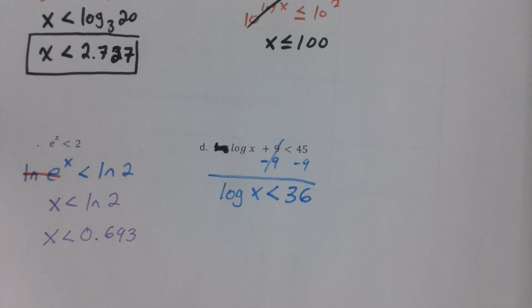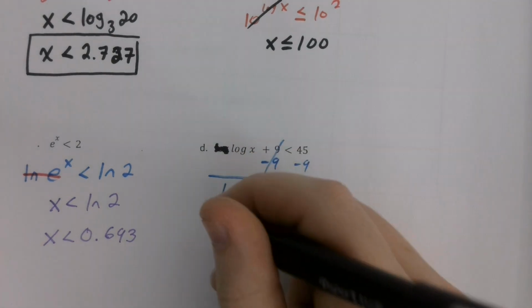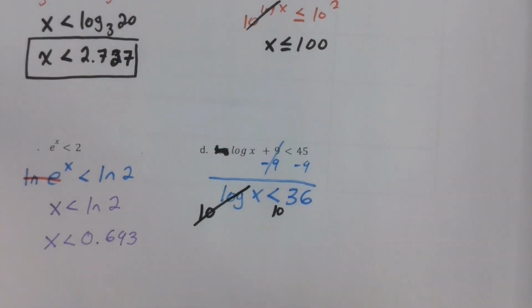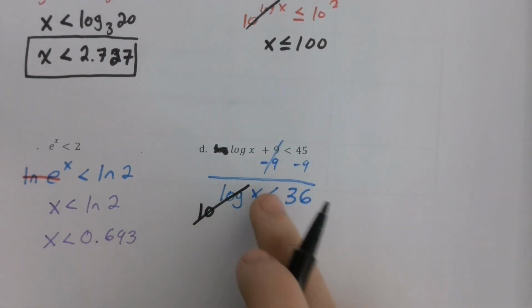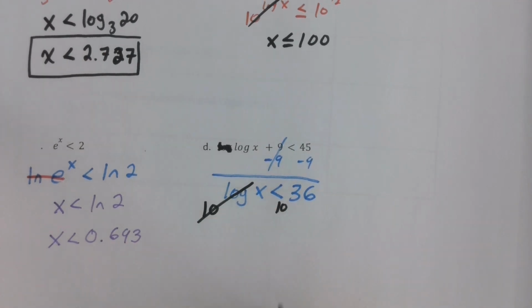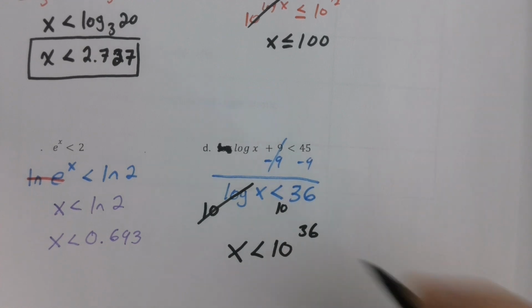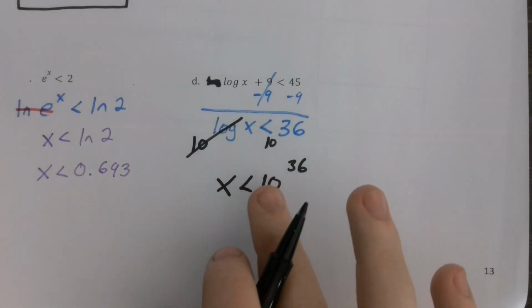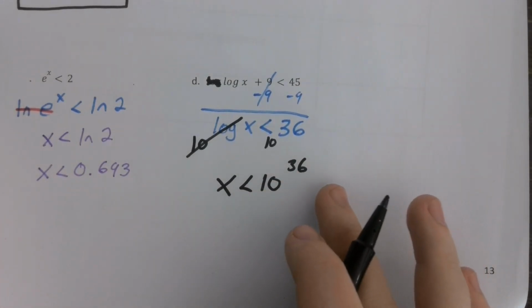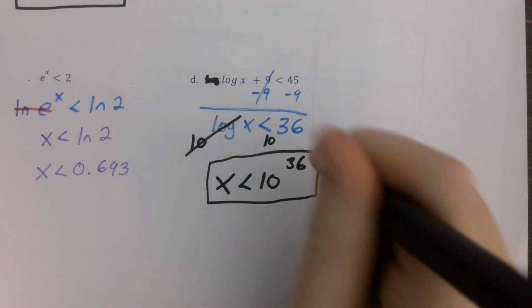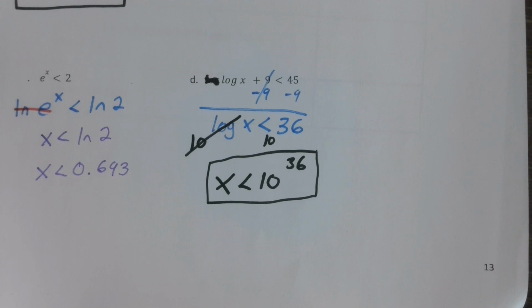What can we do here to get x by itself? We exponentiate both sides. By taking 10 to the power of these things, we cancel out the logarithm, getting x is less than 10 to the 36. I am not about to write out what 10 to the 36 is. That is a 1 with 36 zeros. I'm not doing that. It is a big answer, but x is less than 10 to the 36th power.